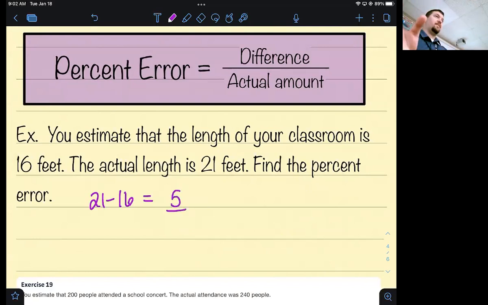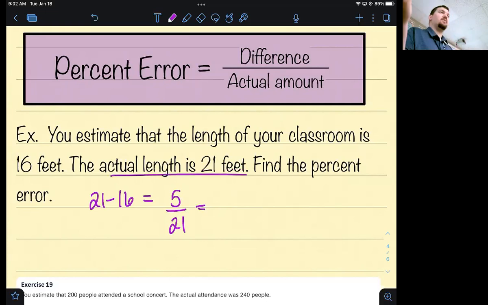So I'm still subtracting. But I do not necessarily put the first number on bottom like I did for all the other ones. I'm not putting the original number. I'm putting the actual. What is the actual length of the classroom? 21. So look for that word actual. It may not be the first number. It may be the second number. Just got to read. 21 is the actual length.